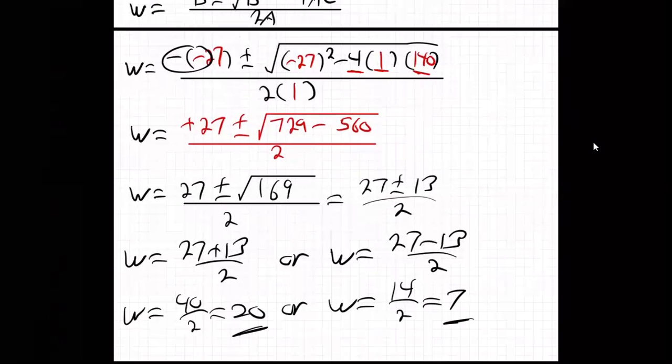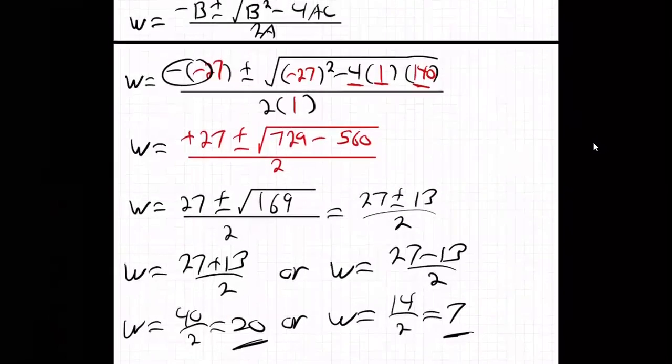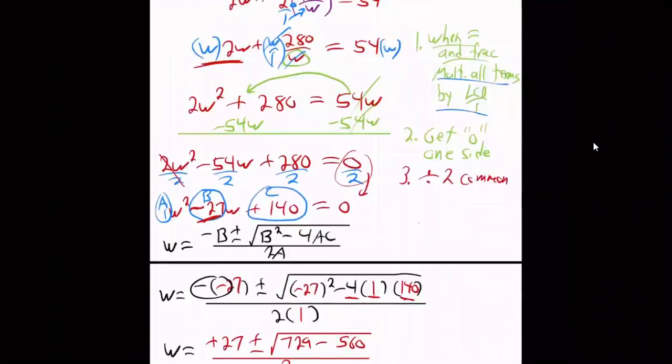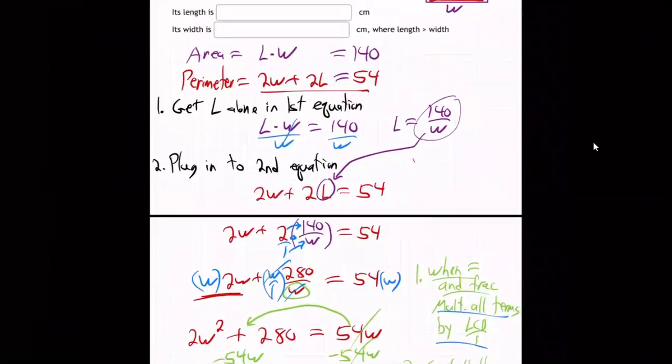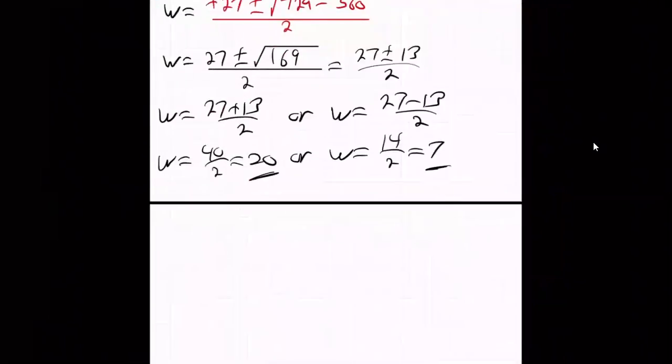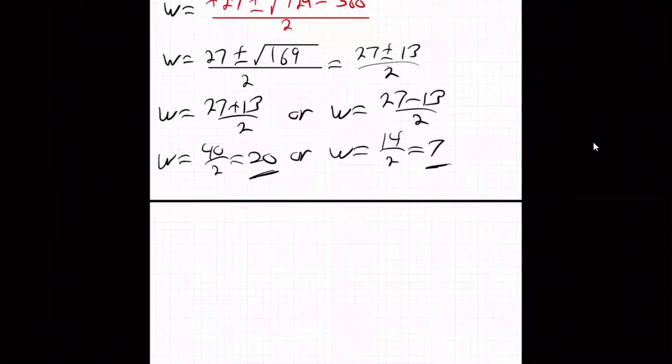And basically the length is the other one. If you plug in, here I'll show you. I don't want to waste too much time, but I want you to see it also. If you plug in now, you'll get the other one. So like see the length right here is 140 over W. So if you want to find the length, you would just go back to that formula. Length is 140 over W. So if you plug in 20, 140 over 20, guess what you get?